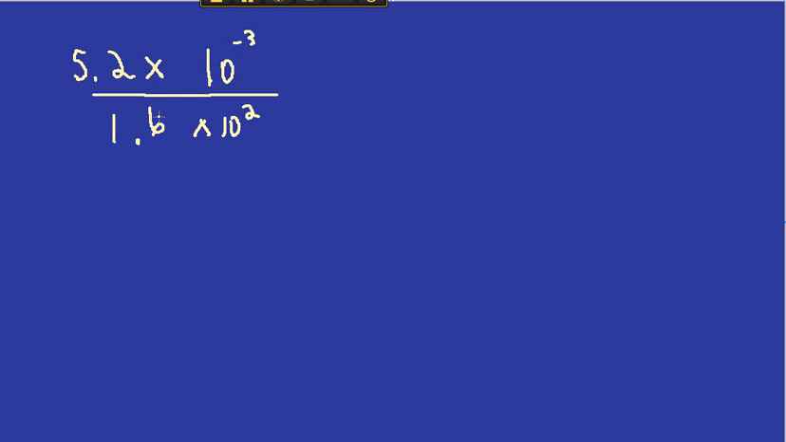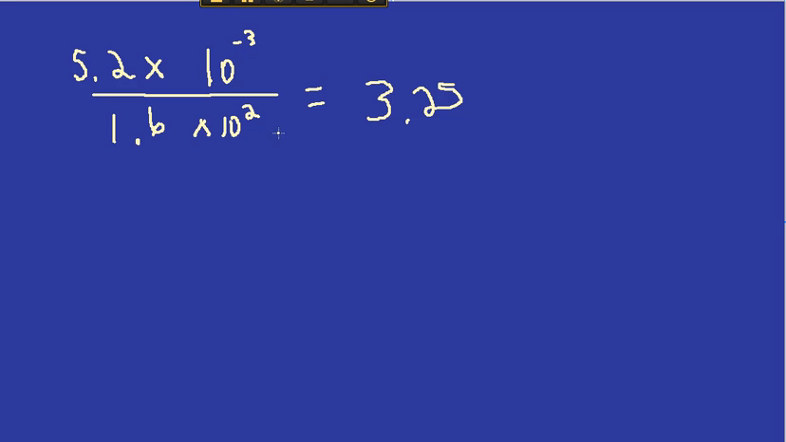5.2 divided by 1.6, simplify that first. So put that in your calculator. Type in 5.2 divided by 1.6, and I get 3.25. And now you're going to divide 10 to the negative 3 by 10 to the 2.